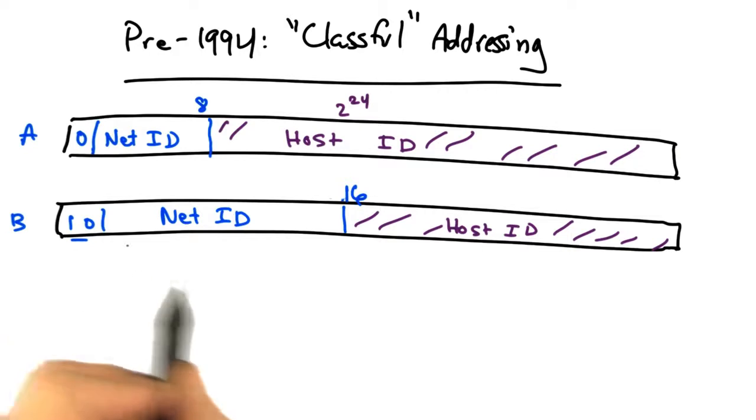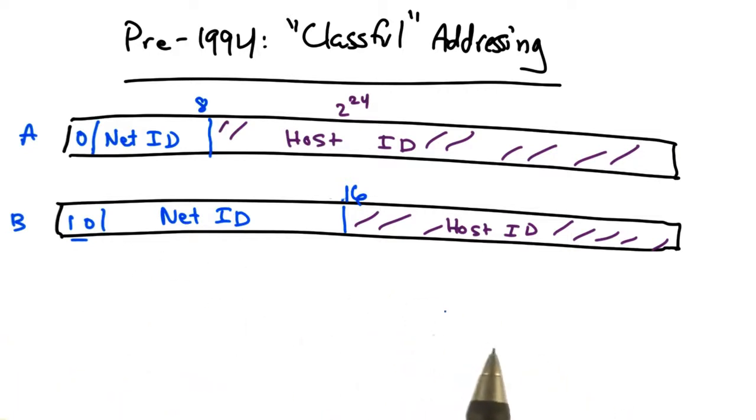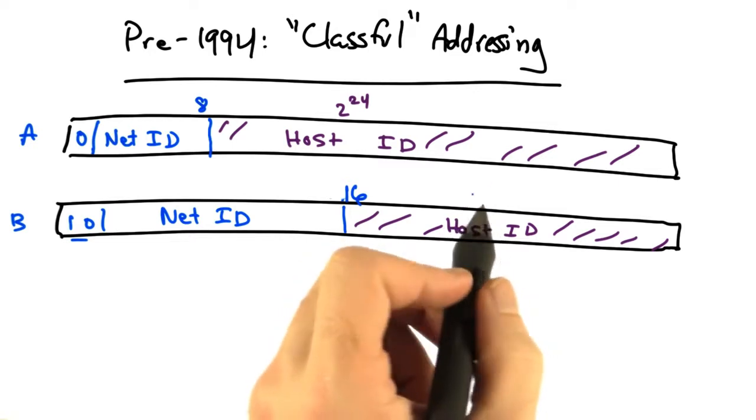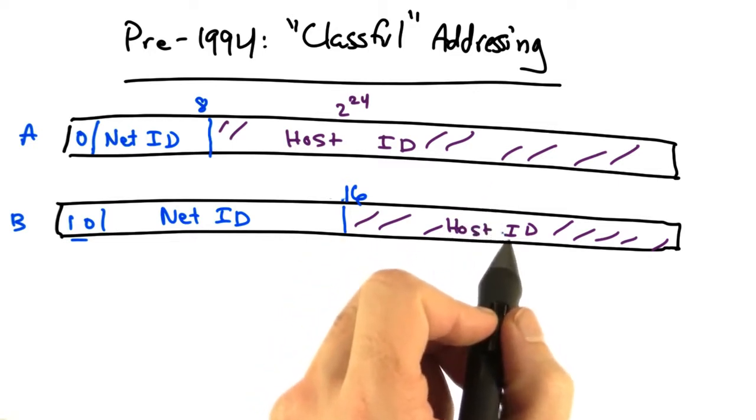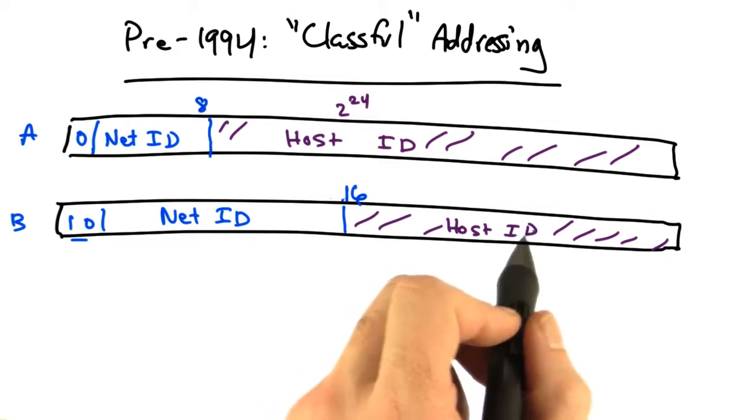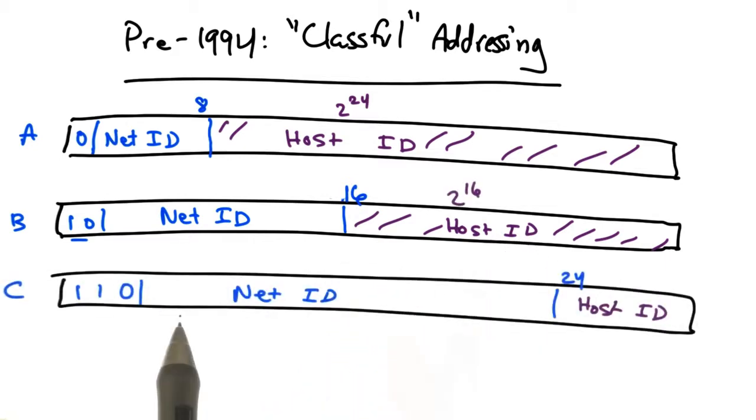So discounting the first 2 bits, which indicate that this is a Class B network, we have about 2 to the 14th unique Class Bs, each of which can have 2 to the 16th or 65,000 hosts on each network. Class Cs use the first 24 bits for the net ID and the remaining 8 for a host ID. So each Class C network essentially can only have 255 hosts on it.